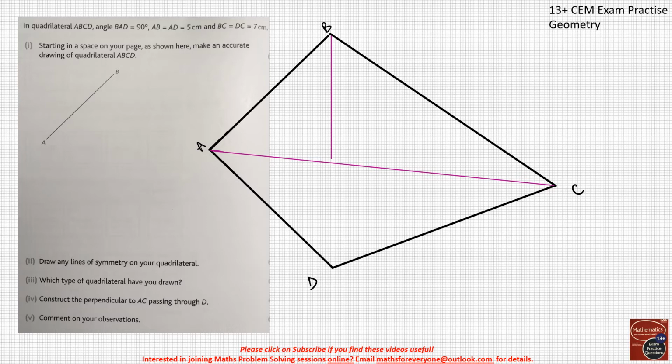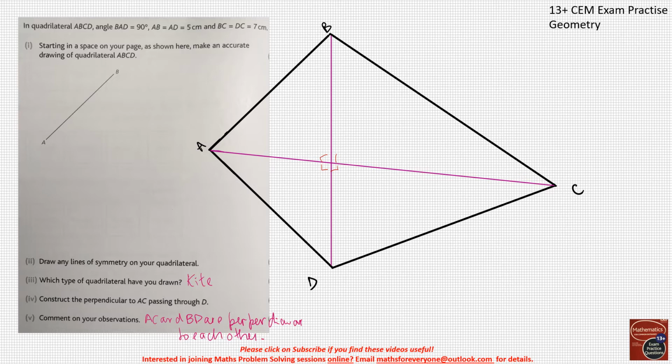Then they're saying, construct a perpendicular to AC passing through D. So I've joined B and D. That is a perpendicular. I know it does look a bit off, but this should be 90 degrees. Mind you, they intersect at a right angle. It's where it should be when you're drawing on paper. So we have the kite, and the comment on the observation is that AC and BD are perpendicular to each other.